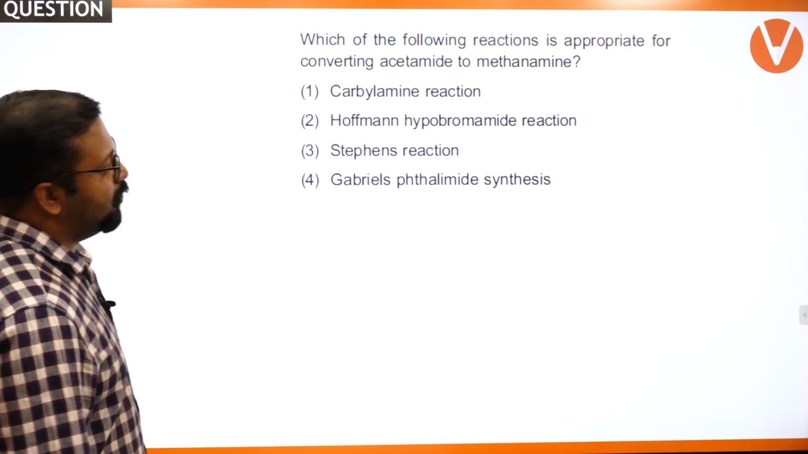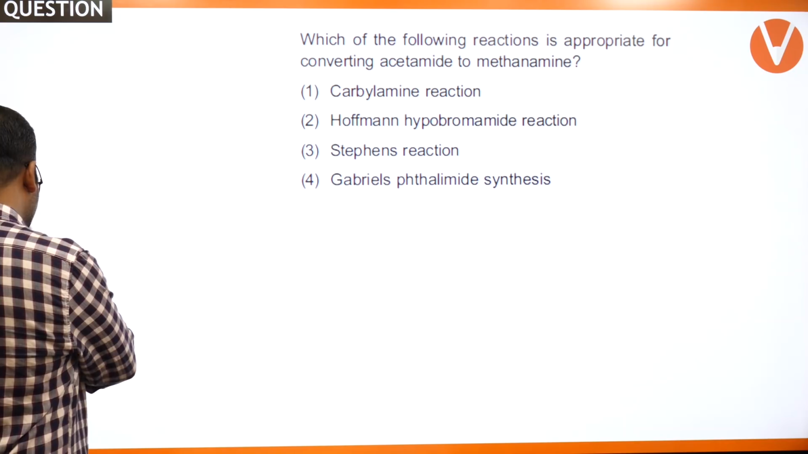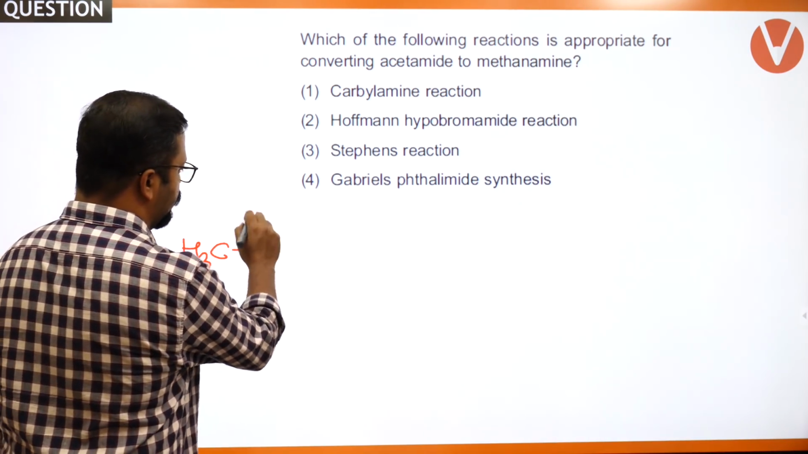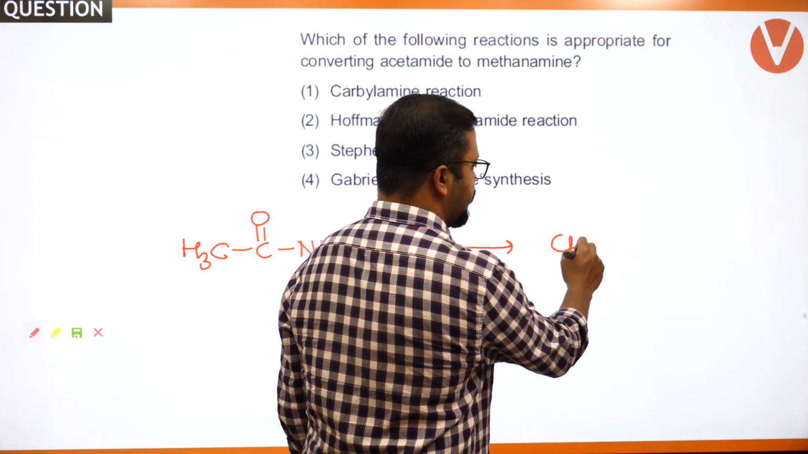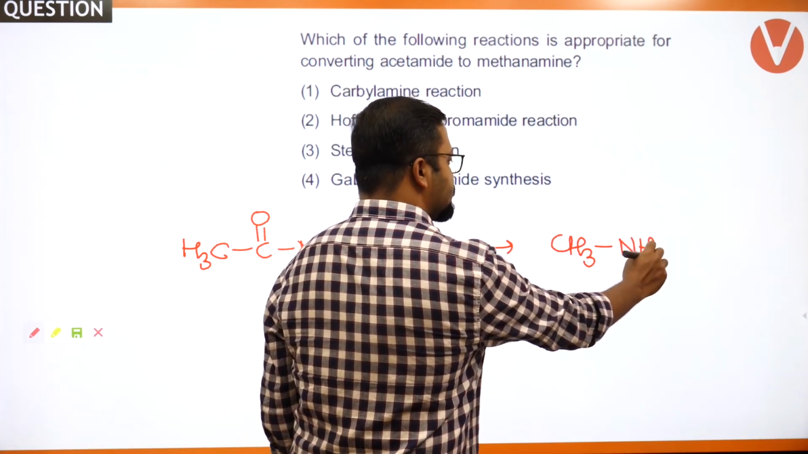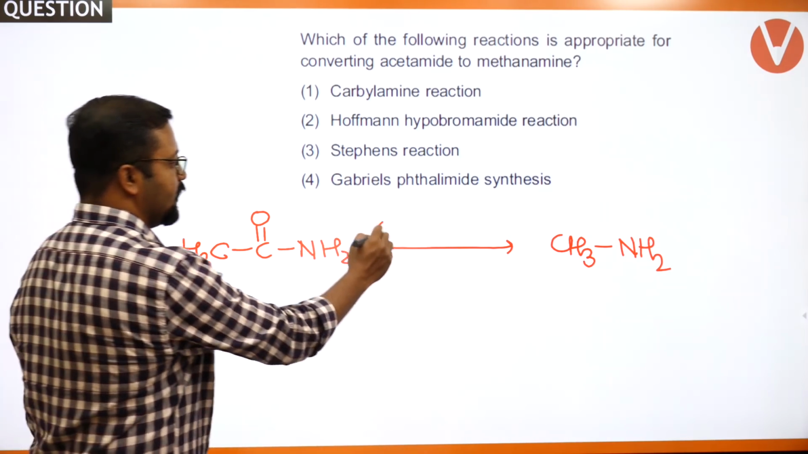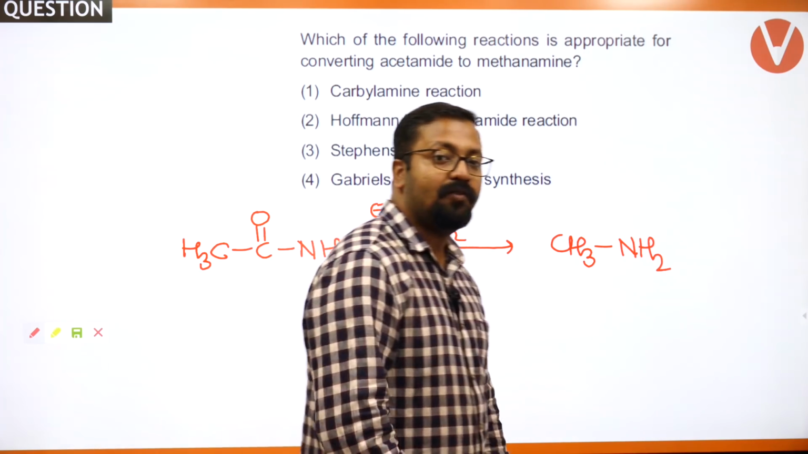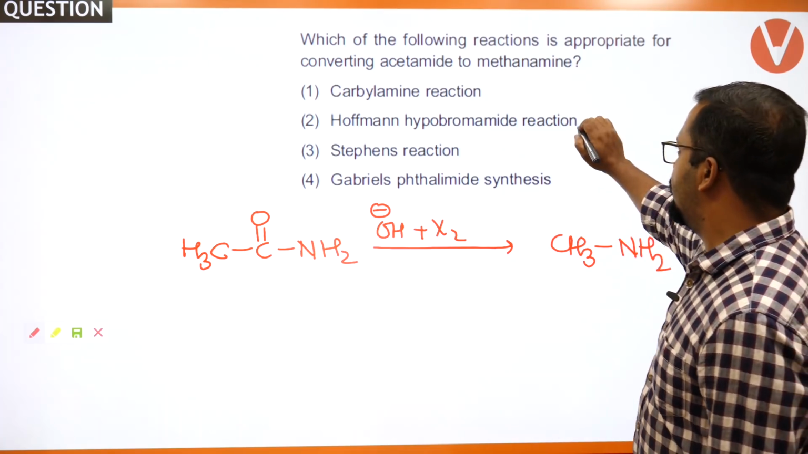Next, which of the following reactions is appropriate for conversion of acetamide to methanamine? Acetamide is this: CH3 C double bond O NH2. It needs to be converted to methanamine, CH3 NH2. This conversion will be done in the presence of OH minus and X2. The reaction is known as Hofmann bromamide degradation or Hofmann bromamide reaction.